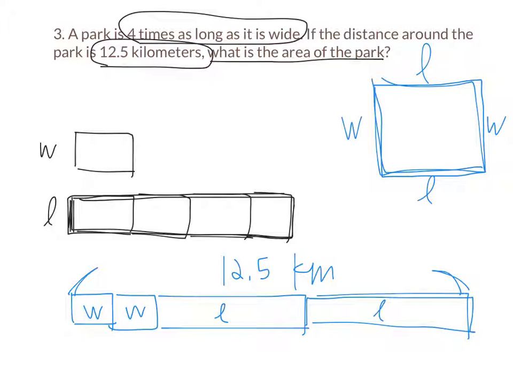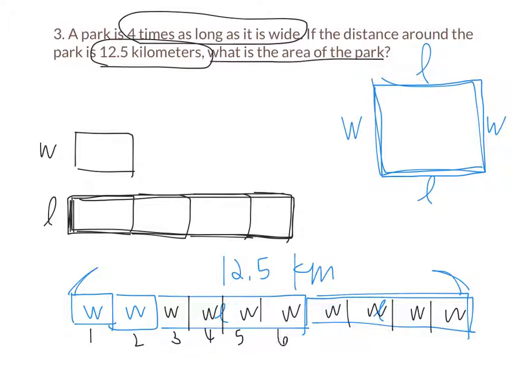Could I rewrite this picture down here all using widths? I could, right? Because I could just take this length and divide it into how many? 4. And take this length over here and divide it into 4 too. So if I do that, how many widths are there all together? 10. Count them. 1, 2, 3, 4, 5, 6, 7, 8, 9, 10.